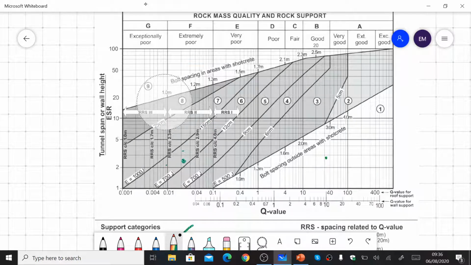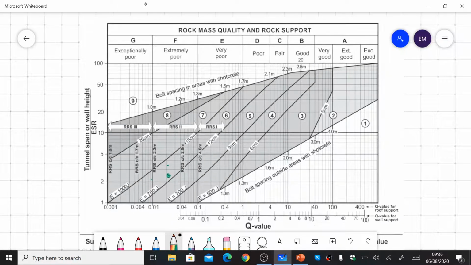So this is the graph that you will use at the end. On the x-axis we have the Q value, which ranges from 0.001 up to 1000, and on the y-axis we have tunnel span over ESR, that is DE, or the equivalent diameter. So find DE on the y-axis and then Q, then you will use a chart, and based on where your point is falling, you will use the calculations.